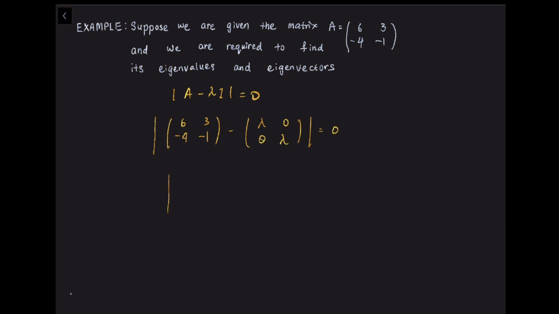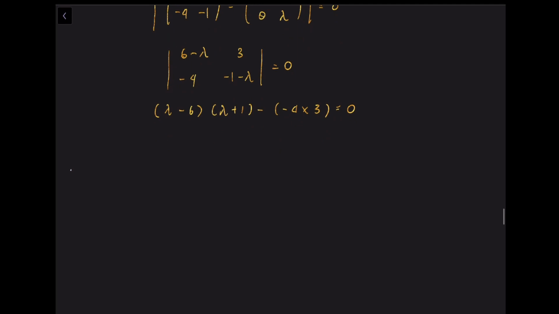And the next step is we are going to find the determinant of it. So the end result is (6 minus lambda) times (-1 minus lambda) minus (-4 times 3) equals 0. And we will obtain lambda squared minus 5 lambda minus 6 plus 12 equals 0. And simplifying this, we will obtain lambda equals 2 or 3.